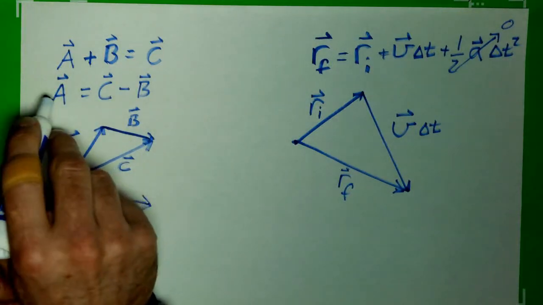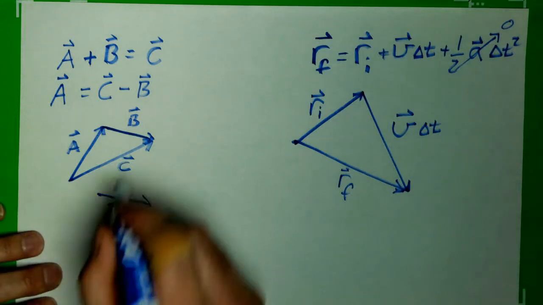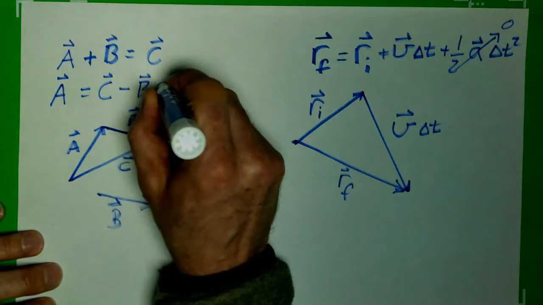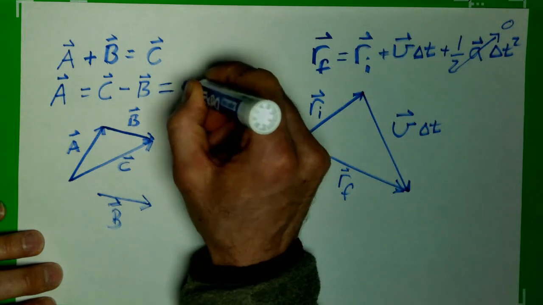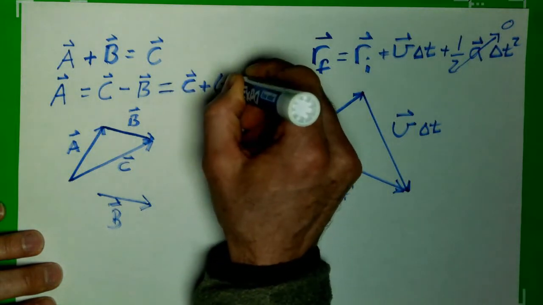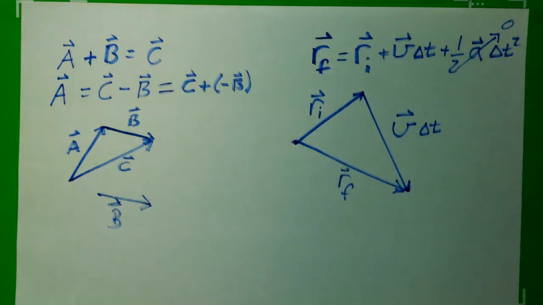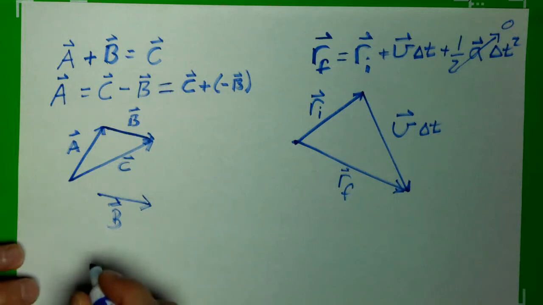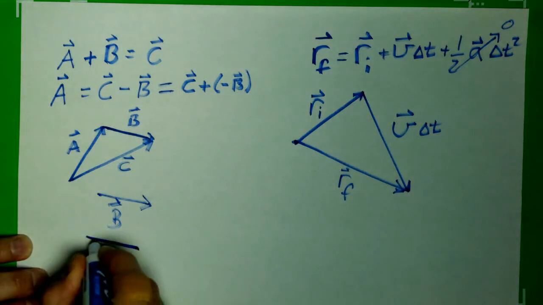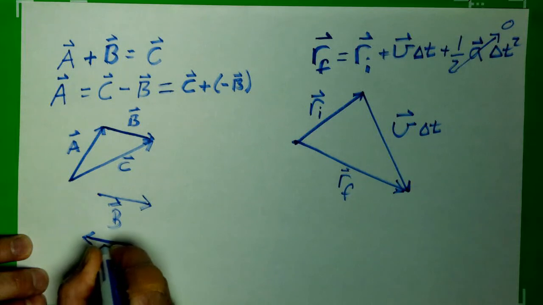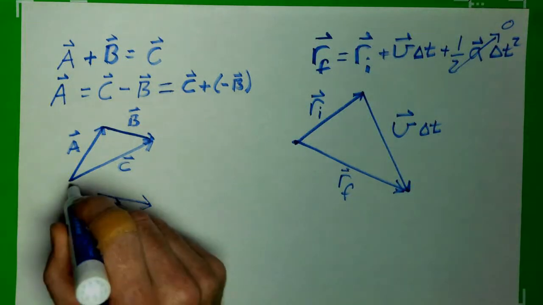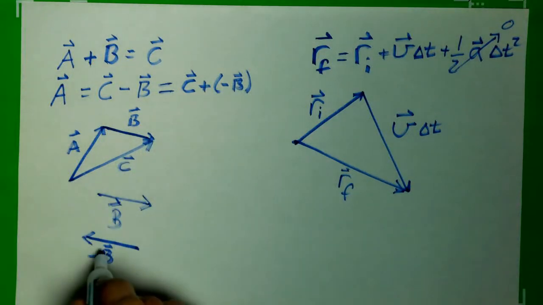Now what about the second step? What if we want to find vector A? Well, C minus B is the same thing as C plus a negative B. And what does a minus sign mean in front of a vector? Well, if B means a direction plus a magnitude, then minus that just means the other direction. It just means opposite direction. And so negative B looks like that. And so I'm going to take vector C and add to it negative B to get A.